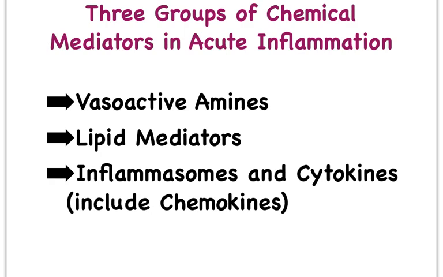In acute inflammation, there are three major groups of what we call chemical mediators. There are the amine-based chemicals, the lipid-based chemicals, and then we'll group together the inflammasomes and the cytokines.